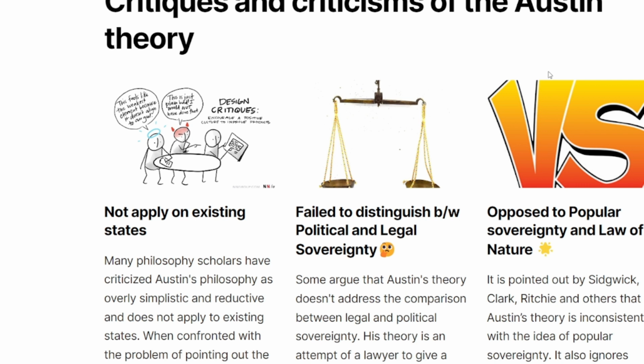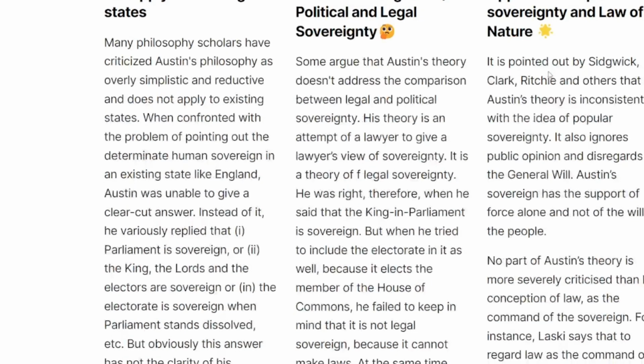Criticism of Austin's theory. According to some critics, Austin's theory of sovereignty does not apply to existing states, which means that many philosophical scholars have criticized Austin's philosophy as overly simplistic and reductive. When confronted with the problem of pointing out the determinate human sovereign in an existing state like England, Austin was unable to give a clear-cut answer.